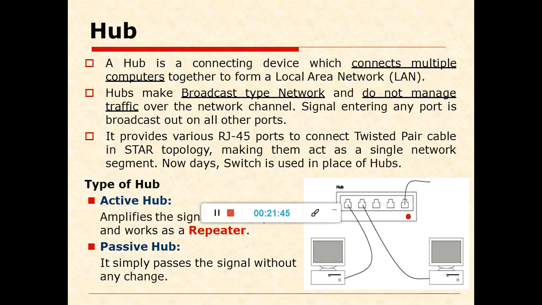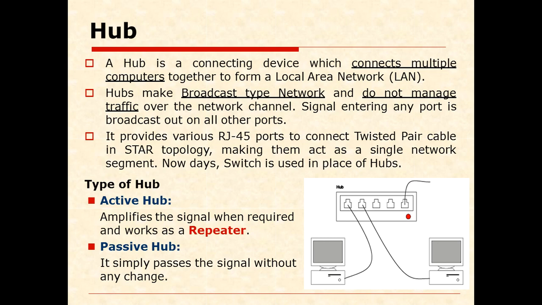And next one is hub. So what is a hub? It is a connecting device which connects multiple computers together to form a LAN, local area network. We already saw in the slide comparing types of networks that hub or switch are used in LAN. If I want to make a LAN, the hub will be used. That's all, for forming LANs.